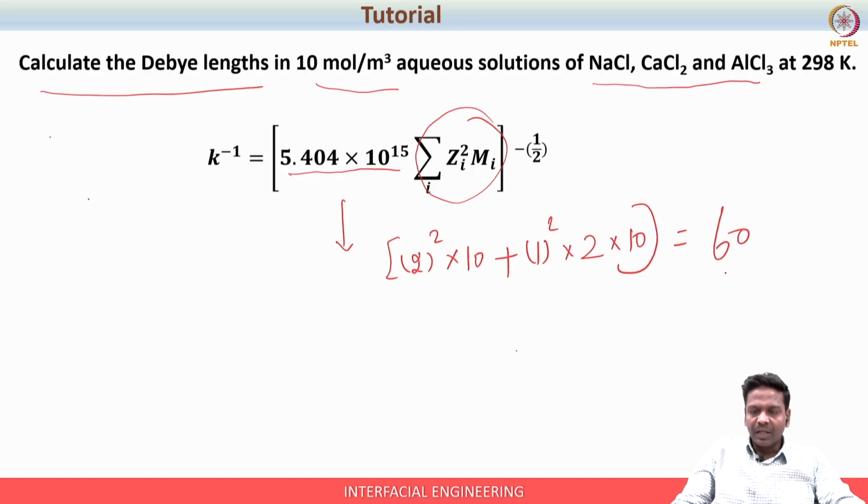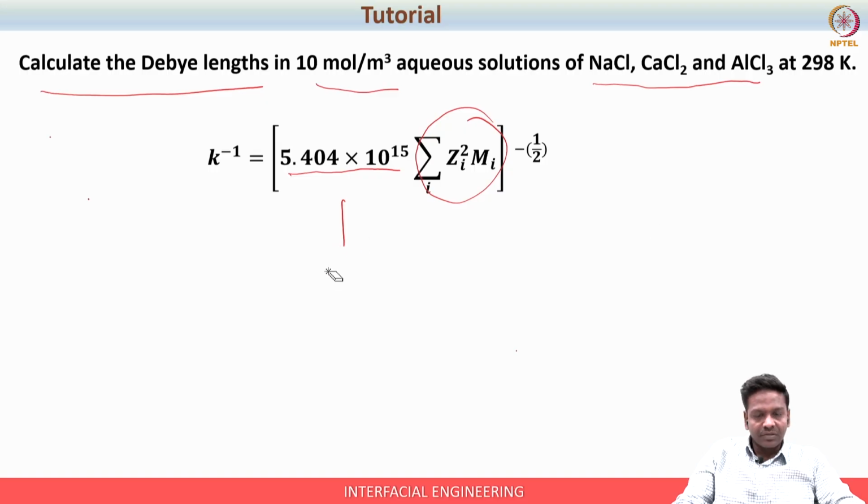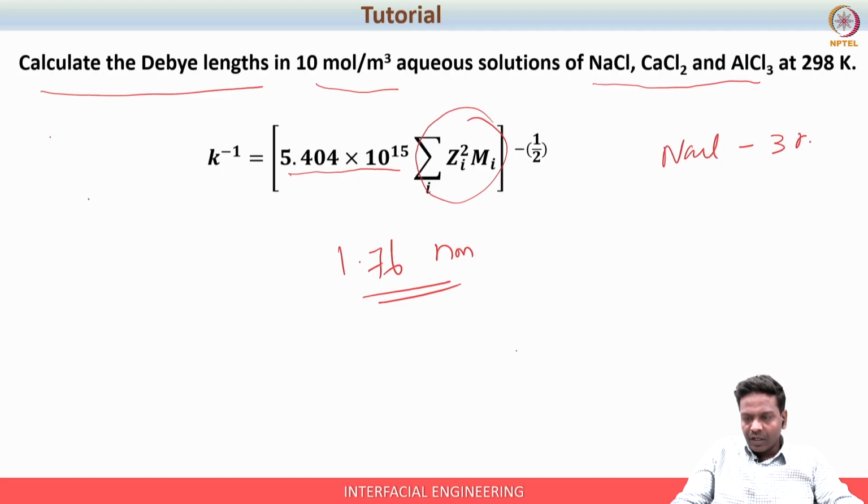If I multiply this 60 with this prefactor, you will get the answer, that is K inverse, given in nanometers, which is 1.76 nanometer. So in the case of NaCl, we had 3 nanometer. In the case of calcium chloride, it is 1.76 nanometer.